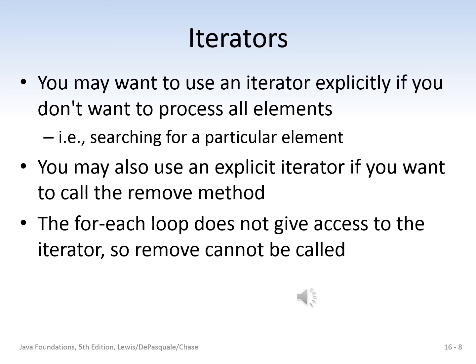In the case we just reviewed, the for each loop doesn't give direct access to the iterator. So you can't call remove if you're searching for a specific element. So you would use an iterator explicitly if you're not going to process all elements in the collection. For example, if you're searching for a particular element, or, as previously stated, if you want to remove an element from the collection, from the list.